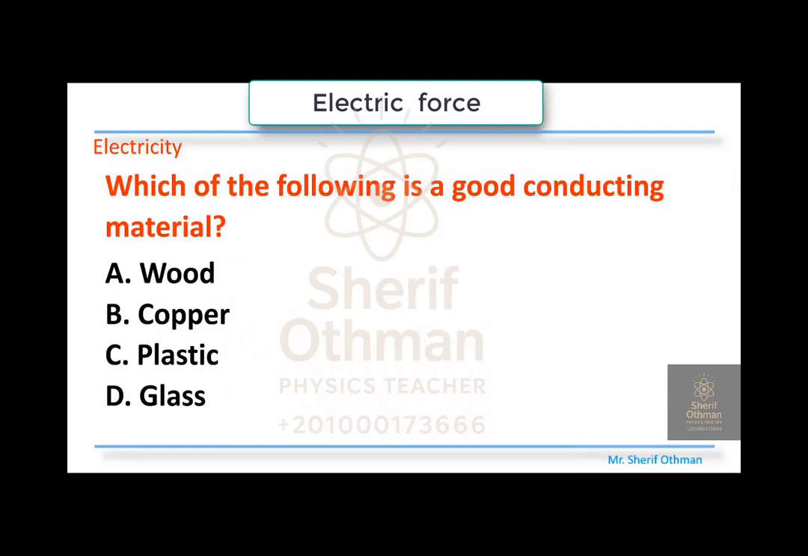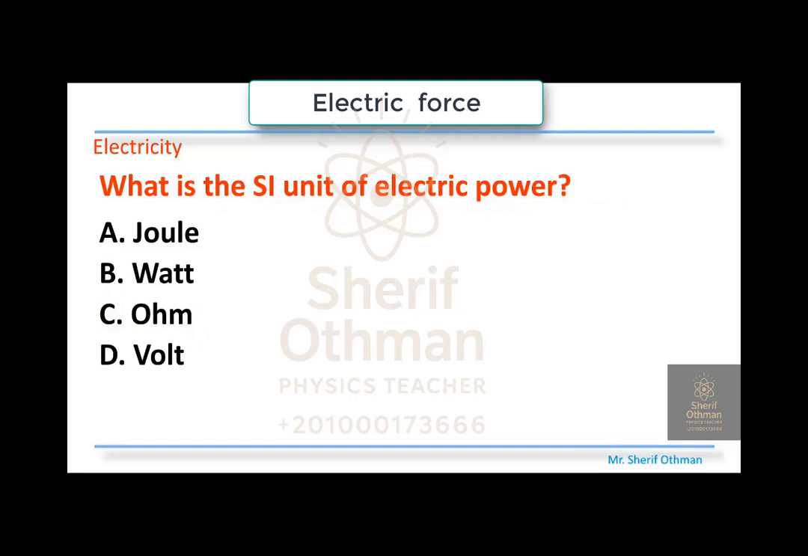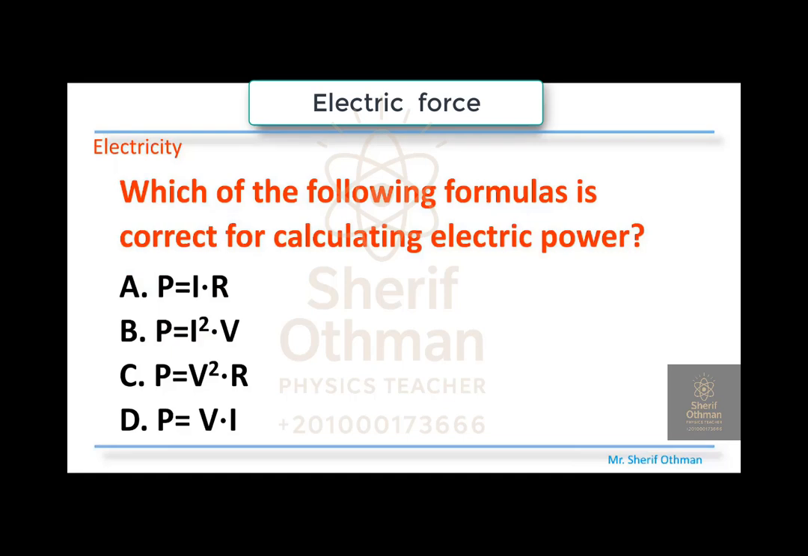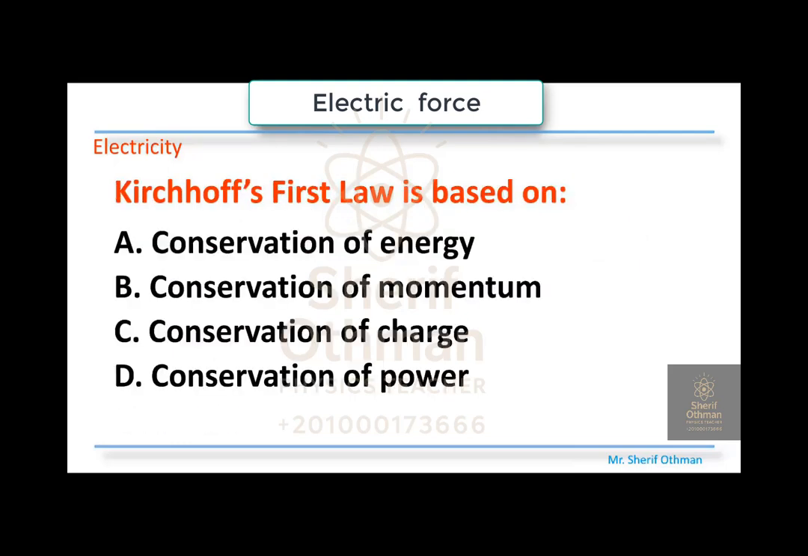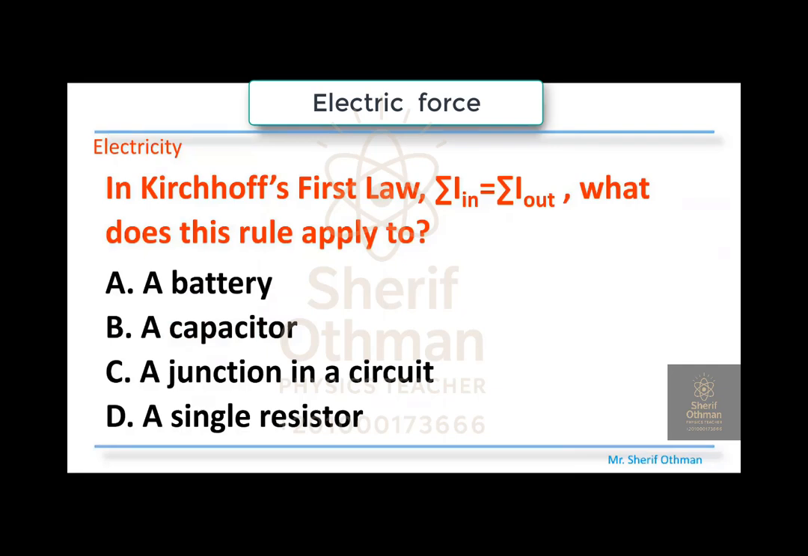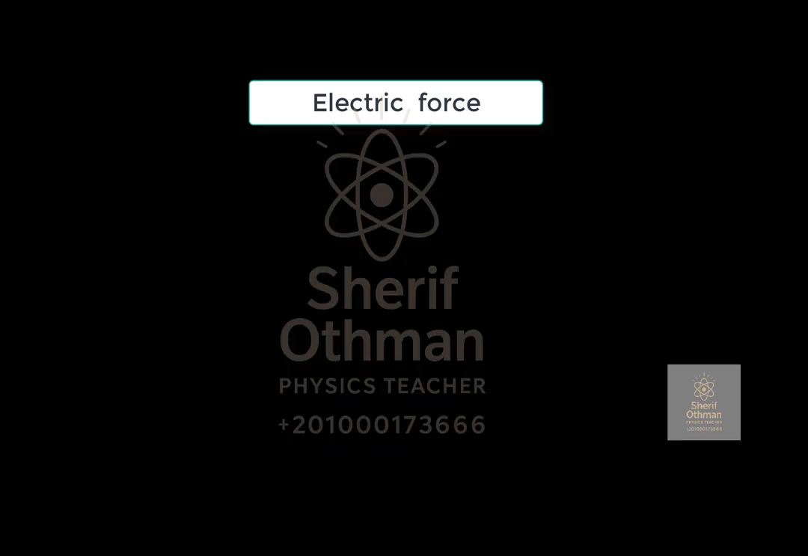Which of the following is a good conducting material? Copper. What is the SI unit of electric power? Watt. Which of the following formulas is correct for calculating electric power? P equals VI. Kirchhoff's first law is based on conservation of charges. Well done. In Kirchhoff's first law, the summation of I in equals the summation of I out. What does this rule apply to? A junction in a circuit.